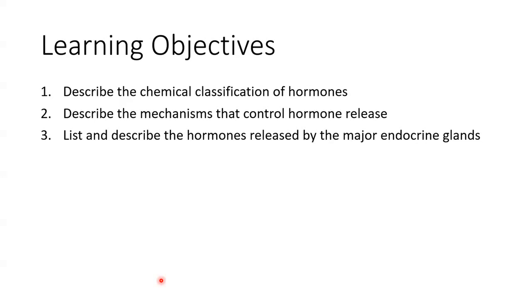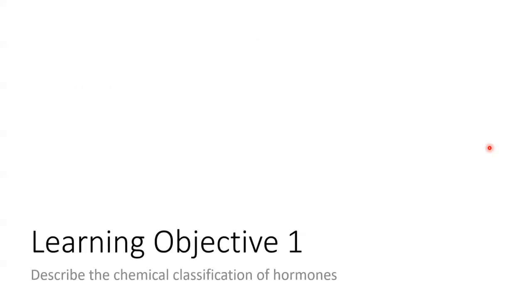So our learning objectives for today are to describe the chemical classification of hormones, to describe the mechanisms that control hormone release, and to list and describe the hormones released by those 10 major endocrine glands. So getting started with learning objective number 1, to describe the chemical classification of hormones.